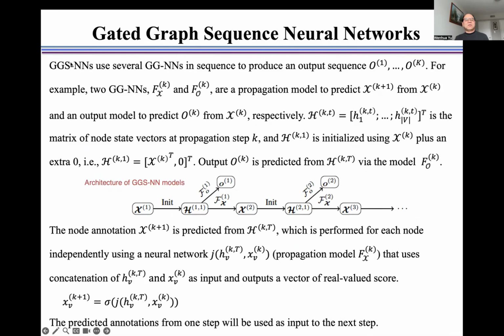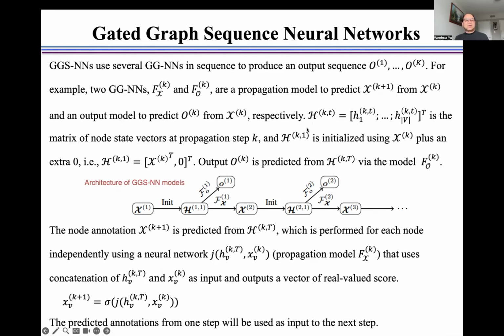Gated graph sequence neural networks use several gated graph neural networks in sequence to produce an output sequence from O1 to OK. For example, two gated graph neural networks, Fx and Fo: a propagation model to predict xk plus 1 from xk, and an output model to predict OK from xk respectively.